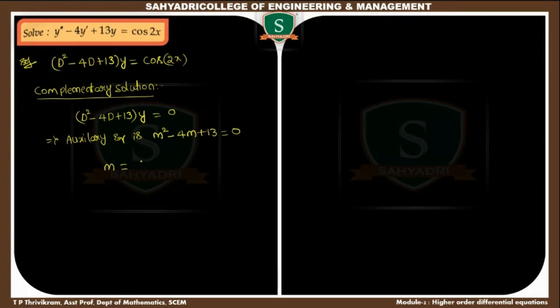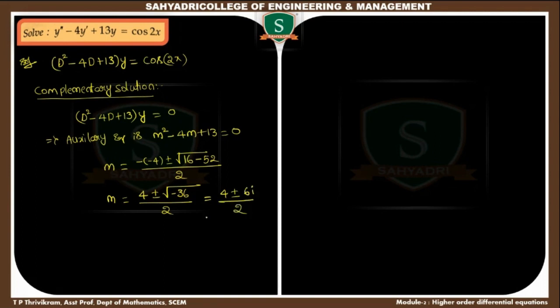m is equal to minus b, minus of minus 4, plus or minus root of b square, means 16 minus 4 into this, it is 52, divided by 2a, so that means 2. So m is equal to 4 plus or minus root of this one is minus 36, divided by 2, which is nothing but 4 plus or minus 6i divided by 2. So finally m is equal to 2 plus or minus 3i. So I have taken 2 common and I can cancel it.